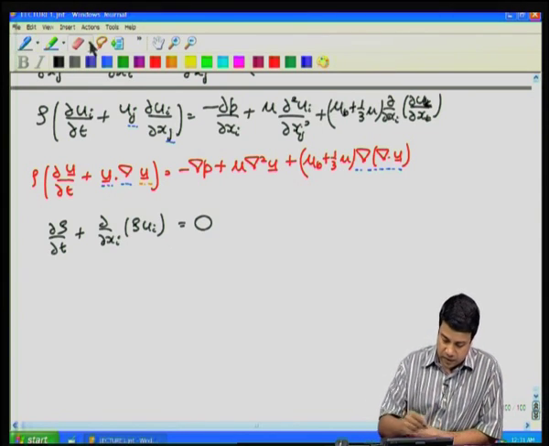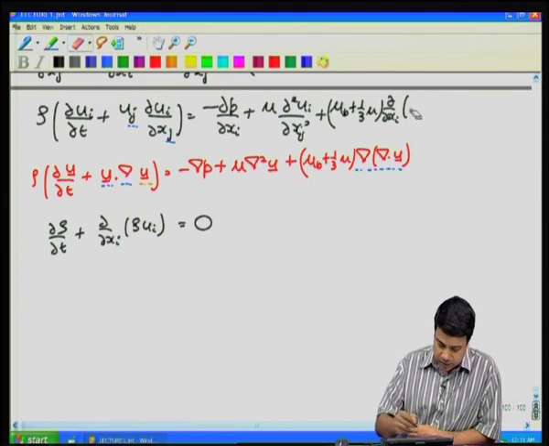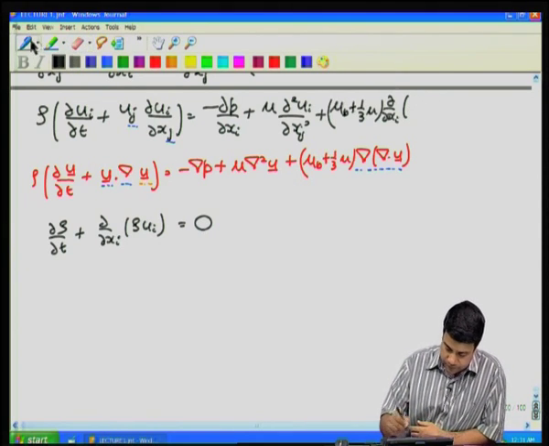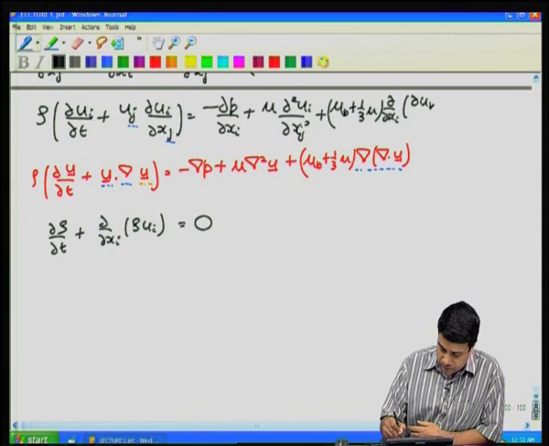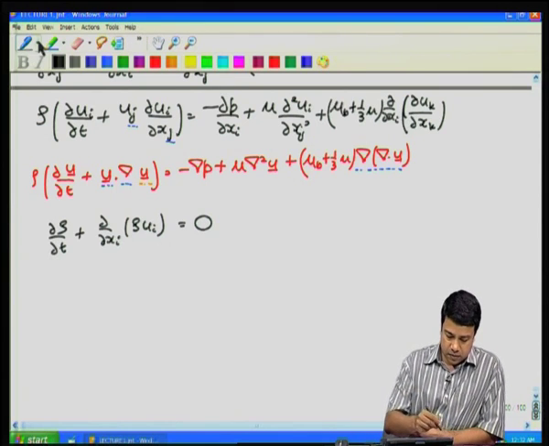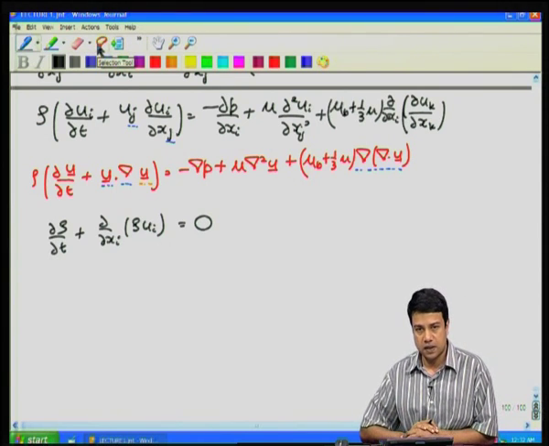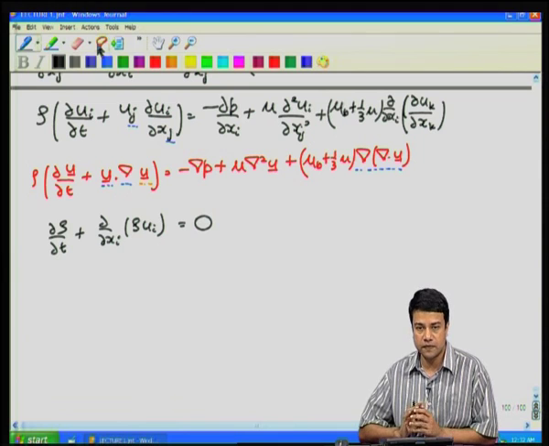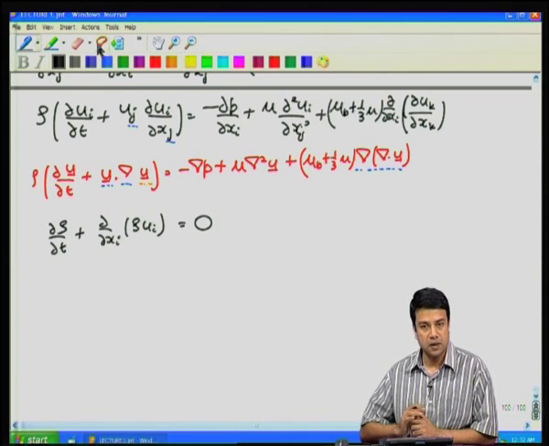Now, what do I have to solve for here? Let us write that clearly. I have to solve for the density rho, the 3 components of the velocity u1, u2, u3, as well as the pressure. So, 1 density, 1 pressure, and 3 components of the velocity, 5. So I have a total of 5 scalar quantities to solve for. I have 4 equations here. I need one more equation.